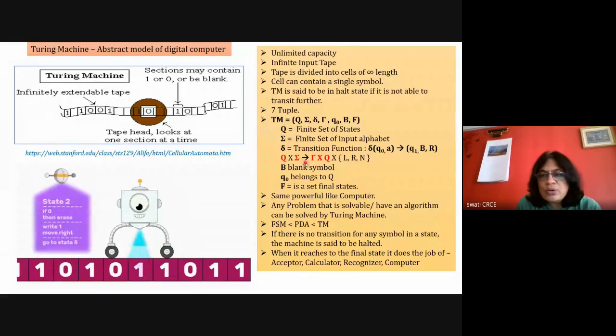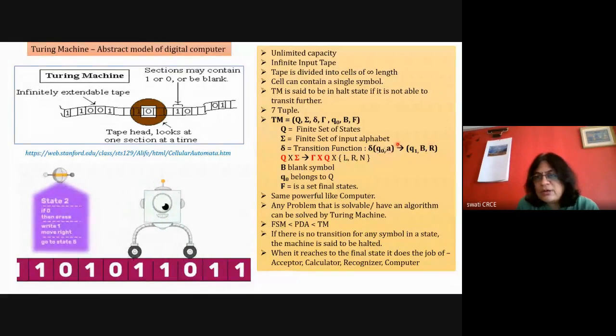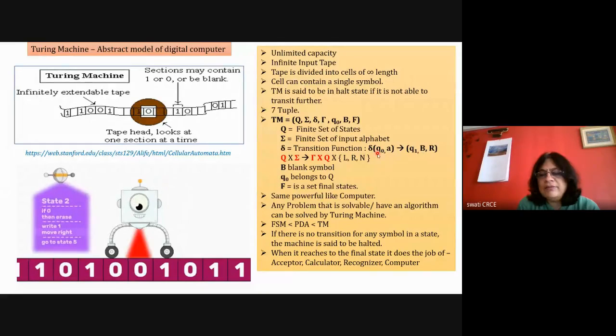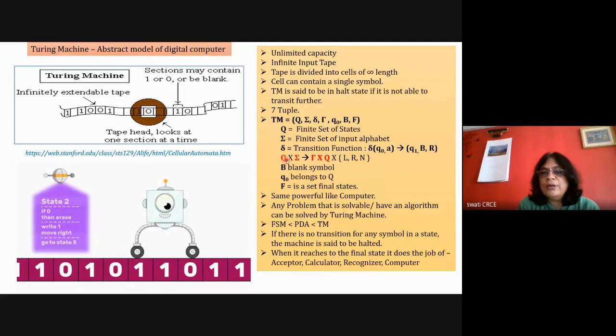Okay, so if you remember the way we write this particular delta, then you can remember how to define it. So delta is Q into sigma.